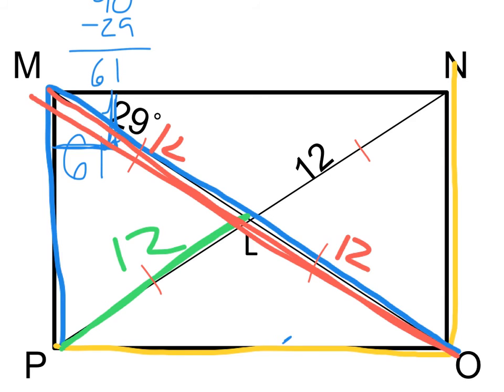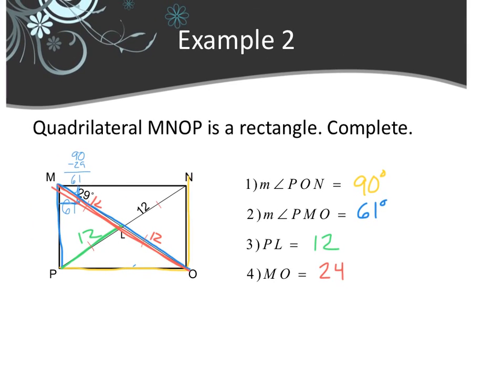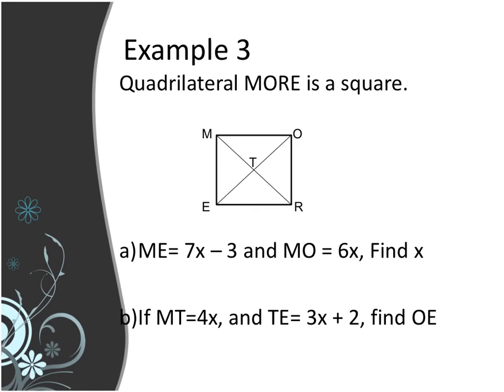When it has degrees, it's talking about the angle. We learned that in chapter 1.